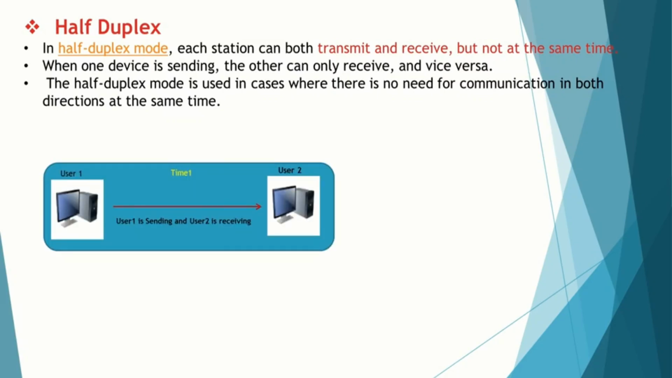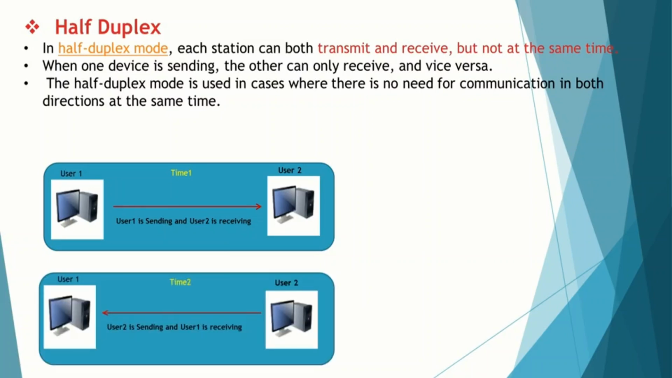So in this diagram, user 1 and user 2 want to communicate. At time 1, user 1 is sending and user 2 is receiving. But at time 2, user 2 is sending and user 1 is receiving. So in this scenario, user 1 and user 2 both are sending and receiving the information, but they cannot perform both the operations at the same time. So this is about the half duplex.